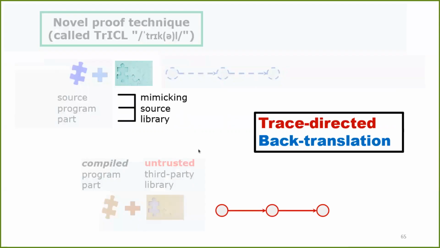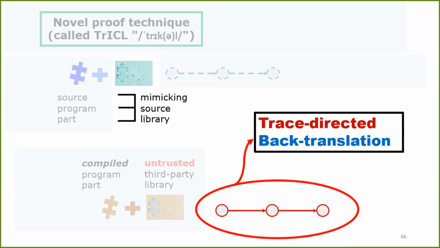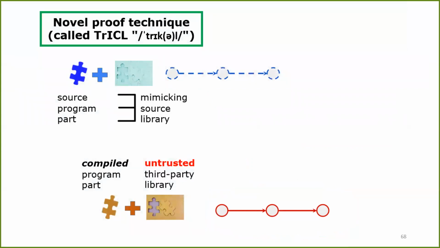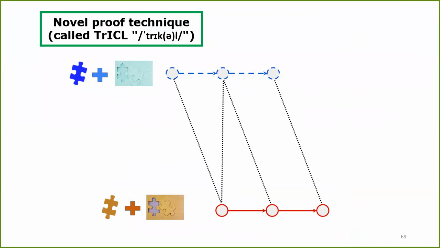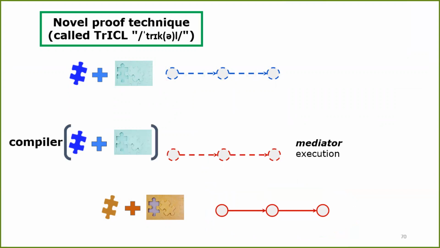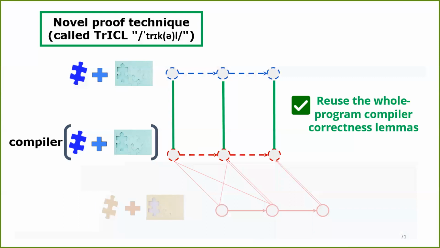To construct the witness of this existentially quantified statement, we use a technique called trace-directed back translation, which is just a meta-level function whose input is the given target trace and whose output is a source library that, when linked with the source program part, will emit a mimicking source trace. Next, we need to prove that the back translation has constructed the right witness, namely to prove that indeed the source trace is related to the given trace. For that, we'll need a cross-language simulation relation. Trickle restructures this relation by introducing a mediator execution resulting in a ternary relation, which factors the cross-language relation into two. Crucially, the invariance of the relation at the top follows immediately from the whole-program compiler correctness lemmas.